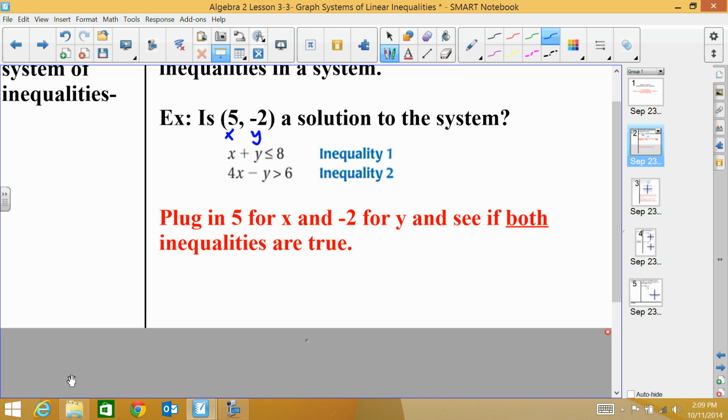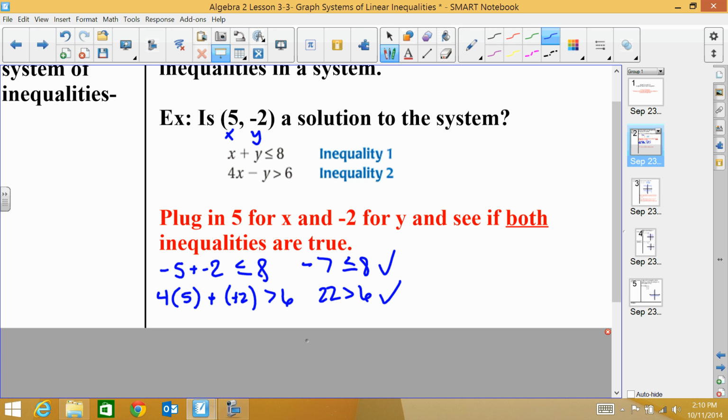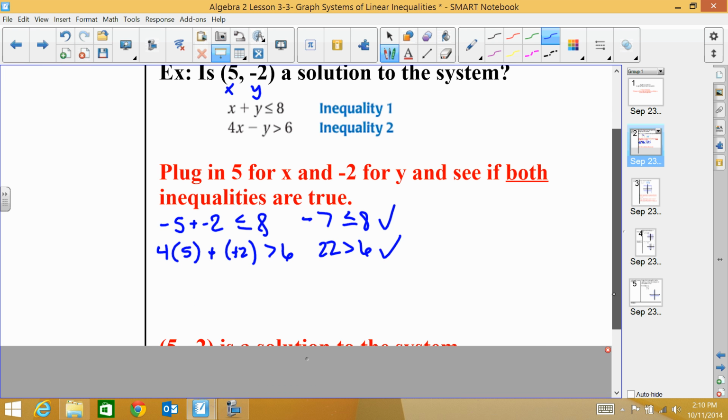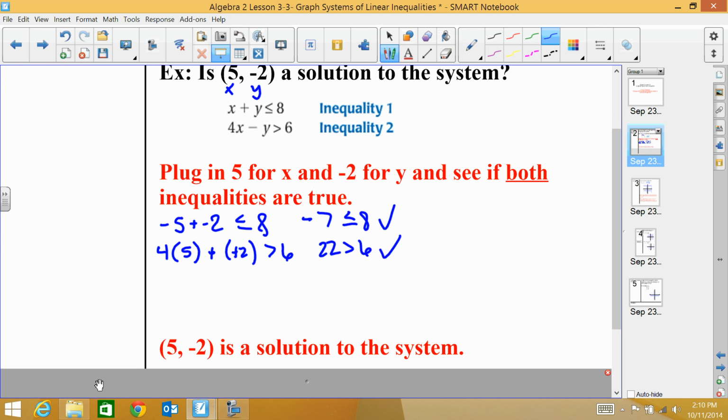So let's try that. If I have negative 5 plus negative 2 is less than or equal to 8, then I get negative 7 is less than or equal to 8, and that is true. Then I have 4 times 5 minus negative 2 is greater than 6. When I have minus and negative, that makes a positive, so that turns into addition. I get 20 plus 2, so 22 is greater than 6, which is also true. So (5, -2) is a solution to this system of inequalities because when I plugged it back in, it worked.